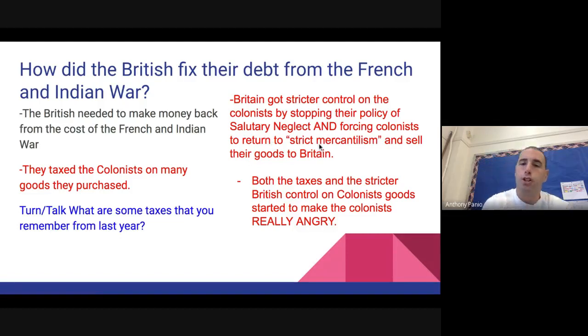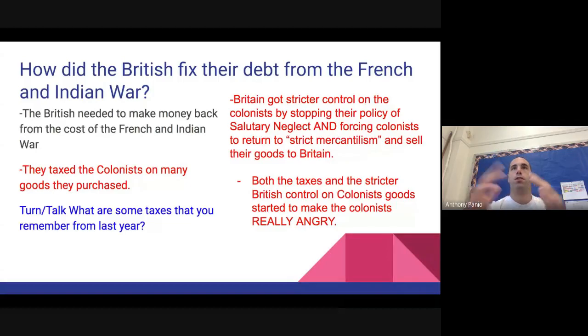Britain got much stricter control. It wasn't just the taxes. They got much stricter control on the colonists after the French and Indian War. What they did was they stopped salutary neglect. They stopped not paying attention to the colonies and letting them do their own thing. And they started forcing colonists returning back to strict mercantilism and sell their goods to Britain.